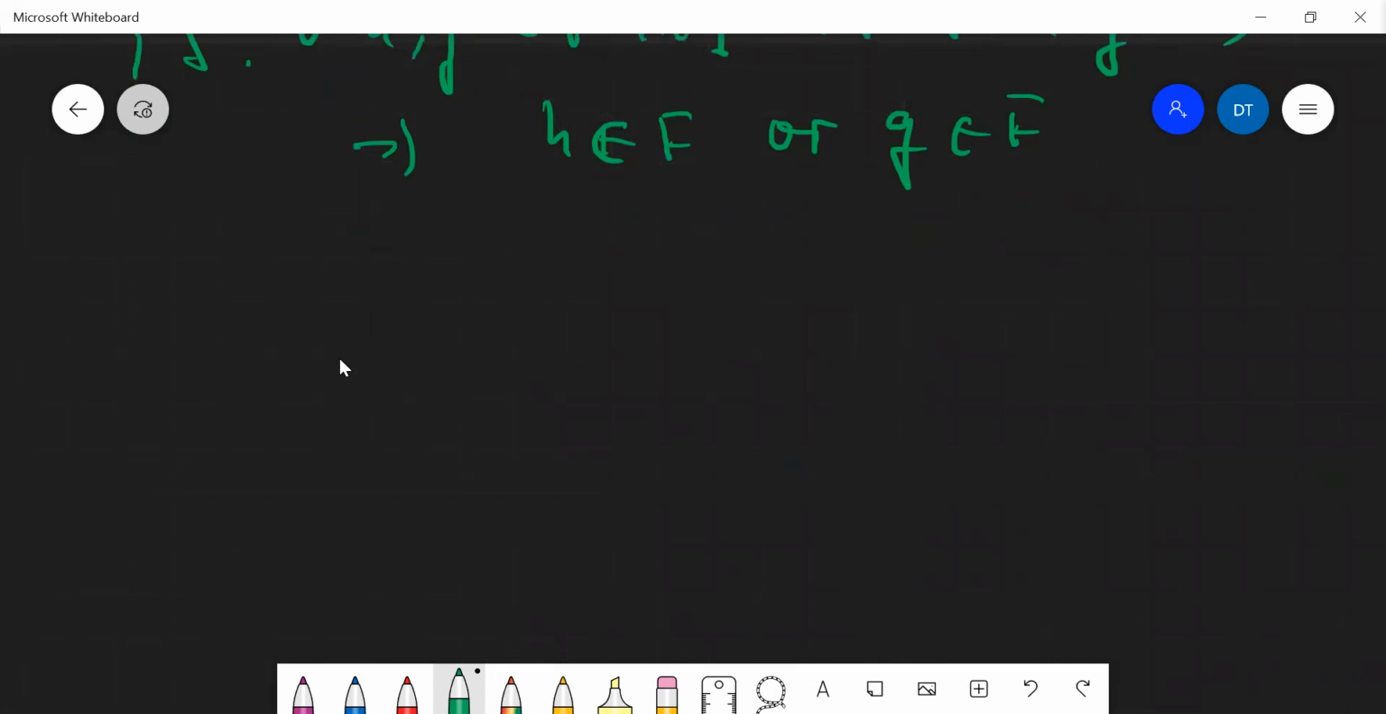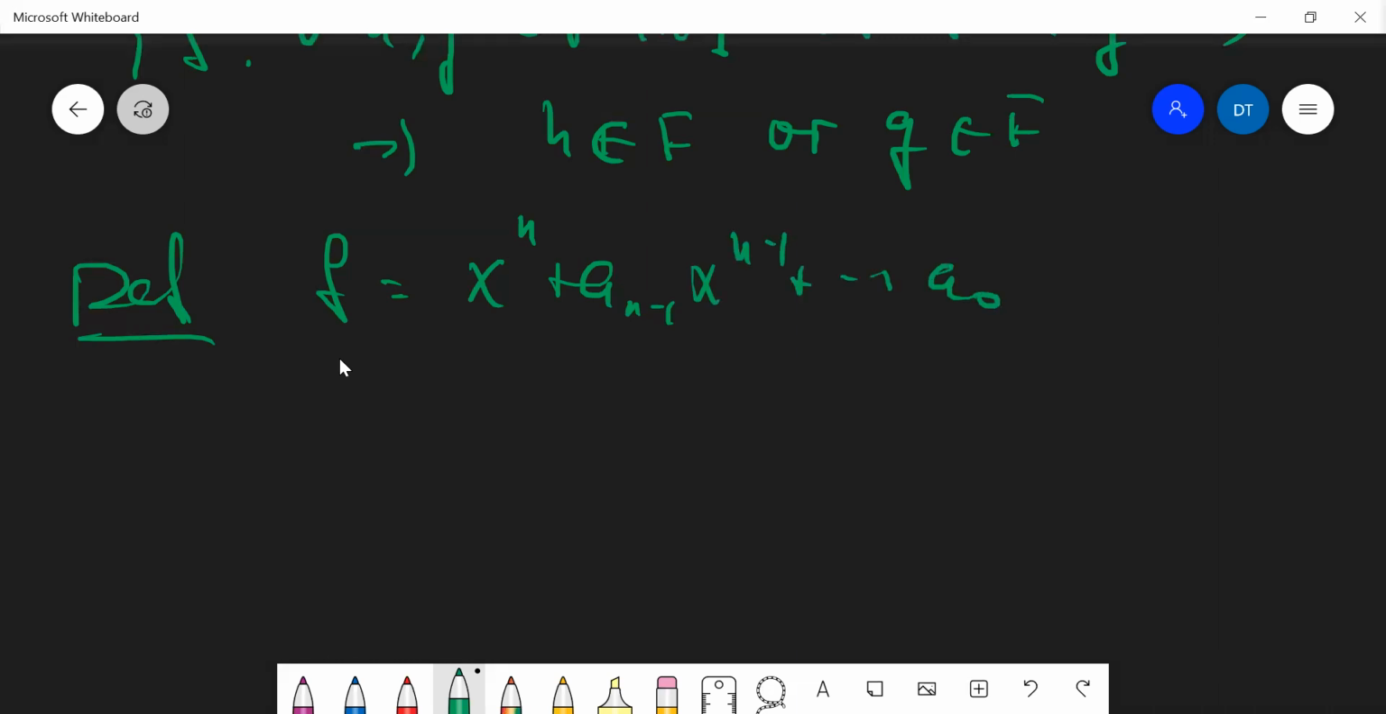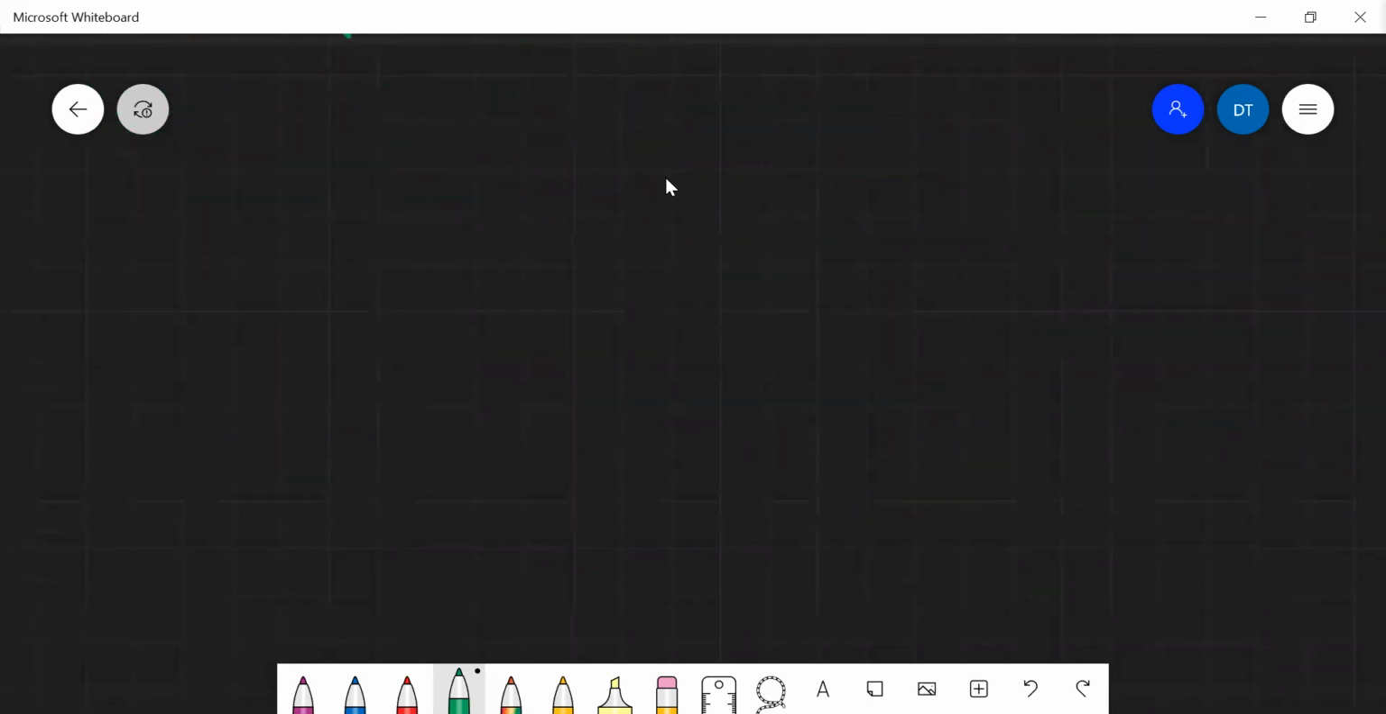Okay. Now, another definition. If we have a polynomial with the leading coefficient being 1, then we will say that f is monic. So monic means that the leading coefficient is 1. It is very convenient to use monic polynomials when we want to discuss uniqueness.